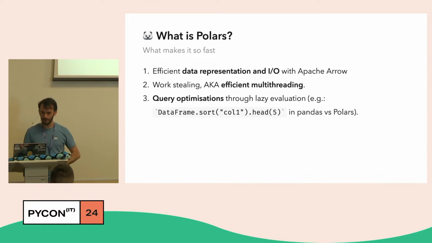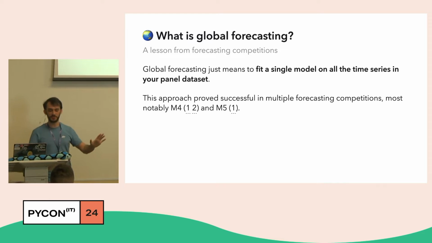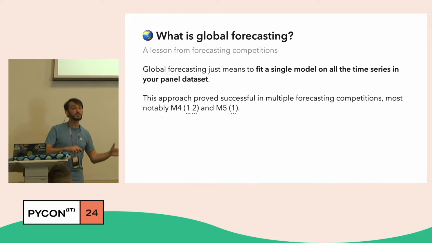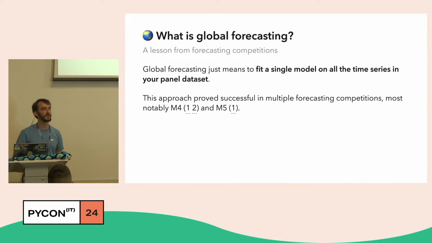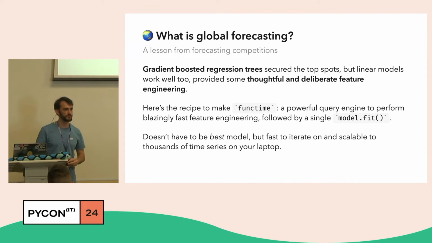And then here comes the second ingredient, which is global forecasting, which is a really fancy way to say we just fit one estimator on all of the time series we have in our panel dataset or multivariate dataset. And this is a trend that has come up in a bunch of forecasting competitions, as well as in the recent literature in forecasting. And the bottom line is we just use gradient boosted regression trees, right?